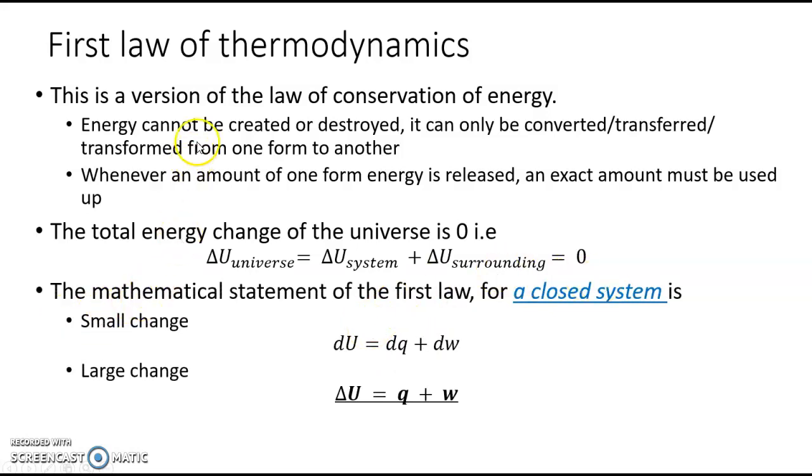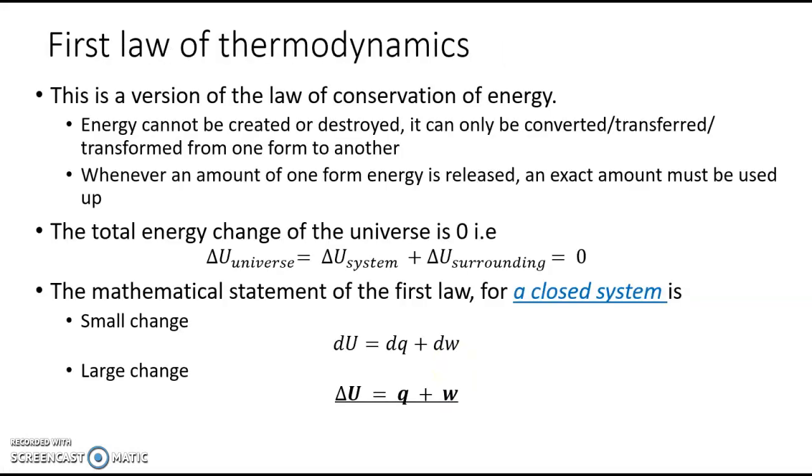So, putting this in a mathematical statement, for a closed system, the change in internal energy of the system is equal to the heat plus the work. When we're dealing with small changes, dU equals dq plus dw. If it's a macroscopic change, delta U is simply Q plus W. So the change in U is the amount of heat supplied plus the amount of work done on the system.